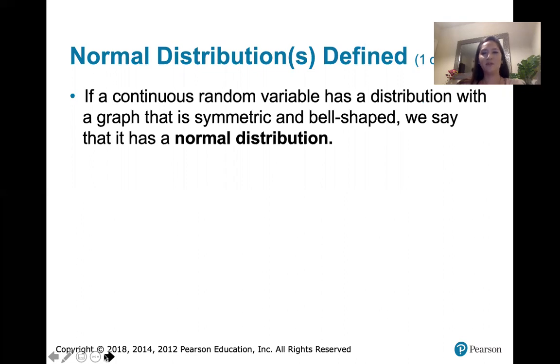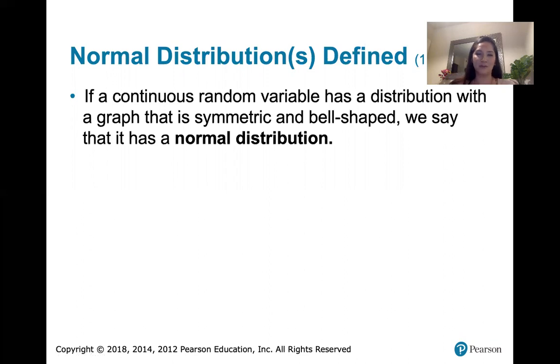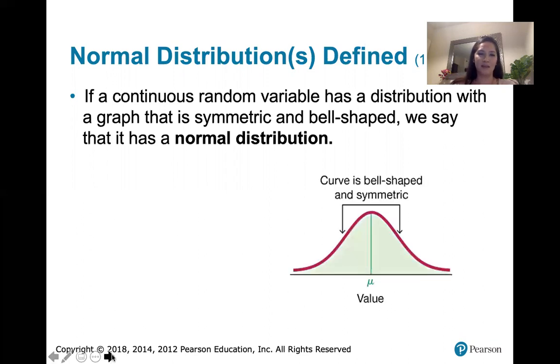If a continuous random variable has a distribution with a graph that's symmetric and bell-shaped, we'll say that it has a normal distribution. In particular, if the graph looks like that, notice that it's got that bell-shaped curve. It's symmetric about the mean. The values of that continuous random variable would be listed on this horizontal axis.